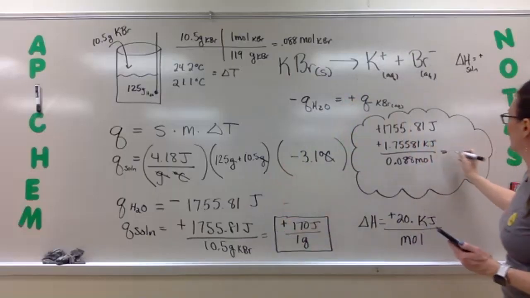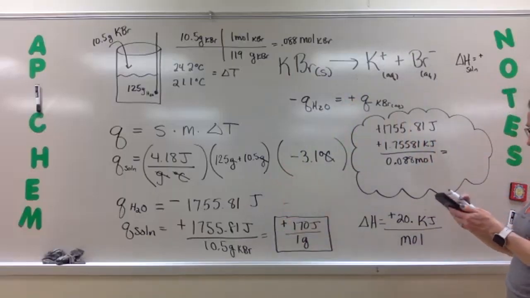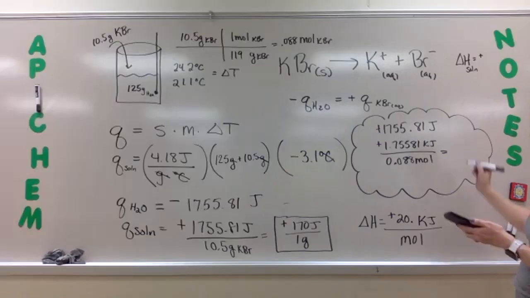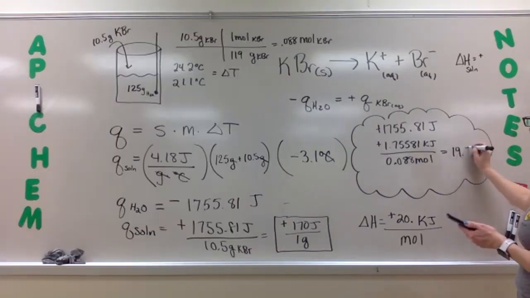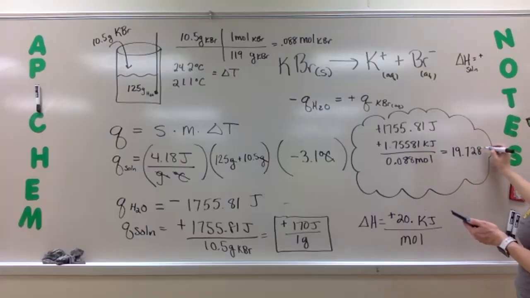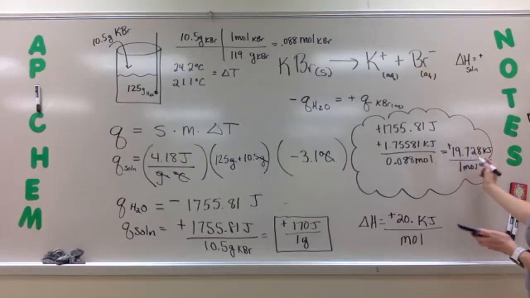So when you divide these two, Dane, what did the calculator give you? It was 19.728, but there might be some compounding error. Okay. So we have that per 1 mole. Still positive though. And see what happens is you round that up, but you want to keep it.